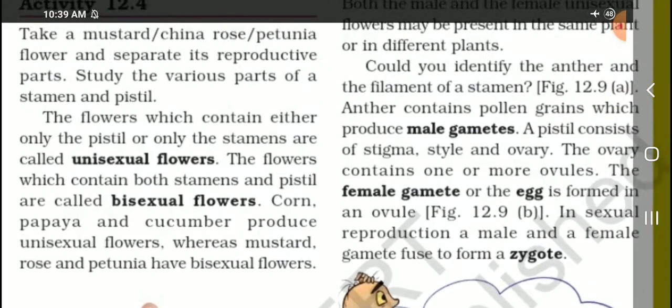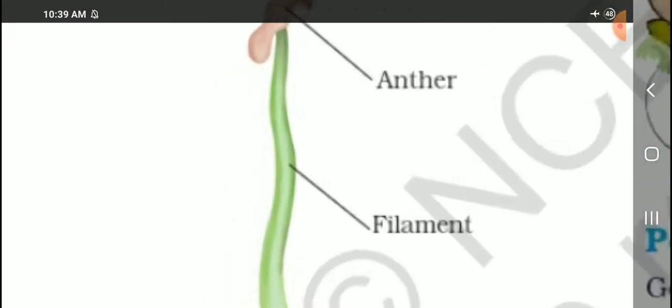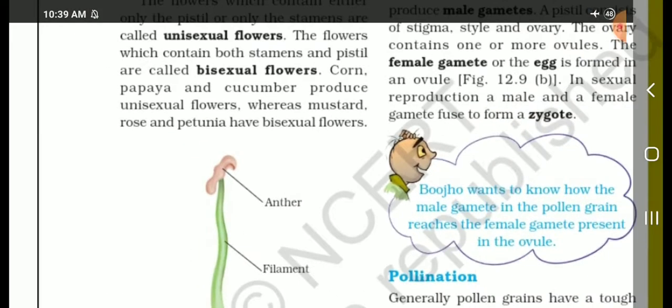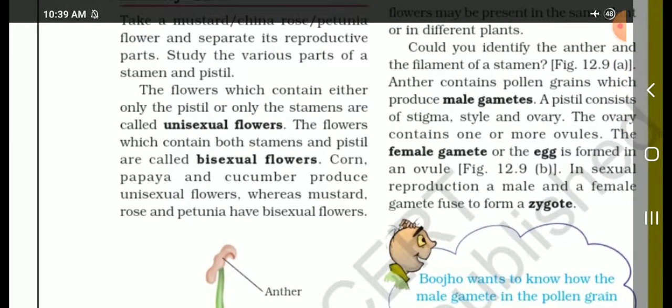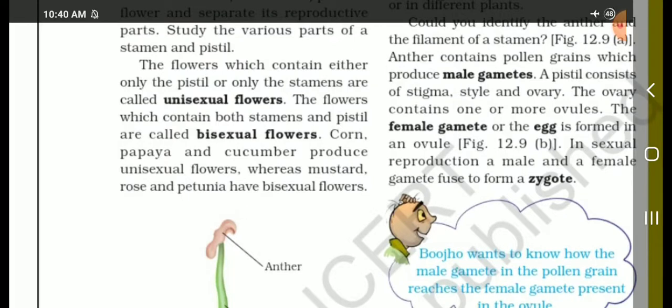Listen, male gametes. The anther contains pollen grains. This one is an anther. The anther contains pollen grains which produce male gametes. A pistil consists of stigma, style and ovary. The ovary contains one or more ovules. The female gamete or egg is formed in the ovule.